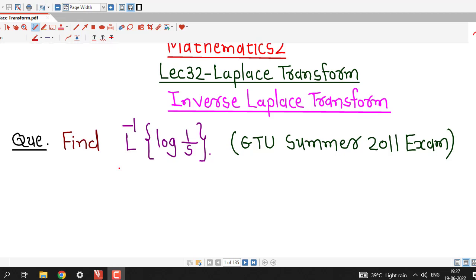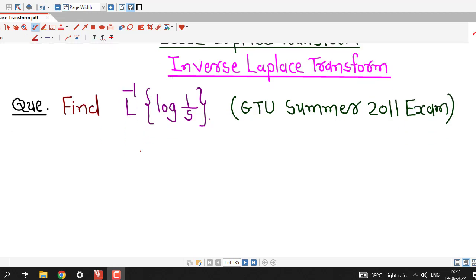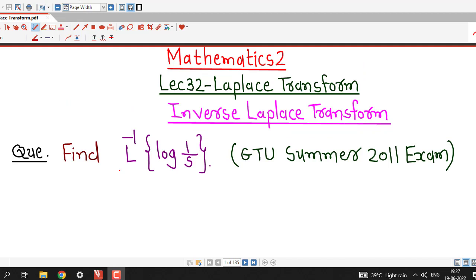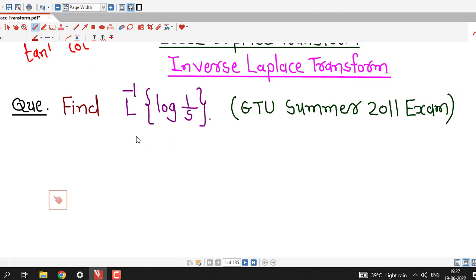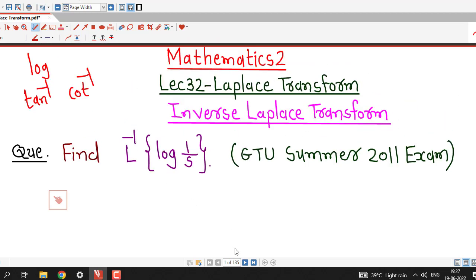In lecture number 31, we discussed this formula for finding the inverse Laplace transform of a function whenever our function is either a logarithmic function or an inverse trigonometric function like tan inverse, cot inverse, etc. So today also we are going to discuss some examples on that formula. For that, we just recall the formula which we are going to use in this lecture also.